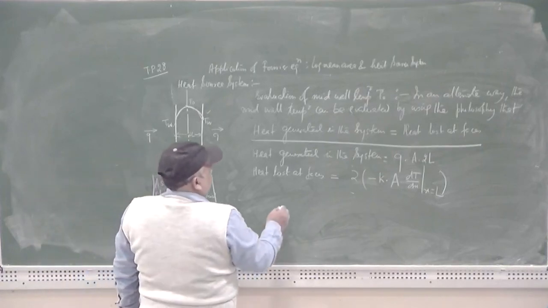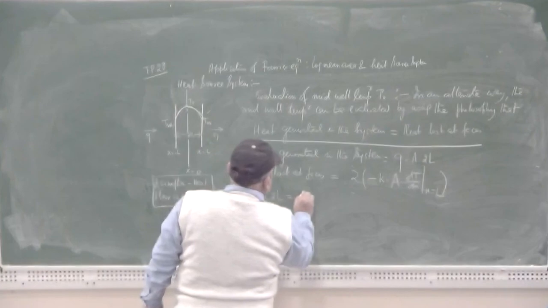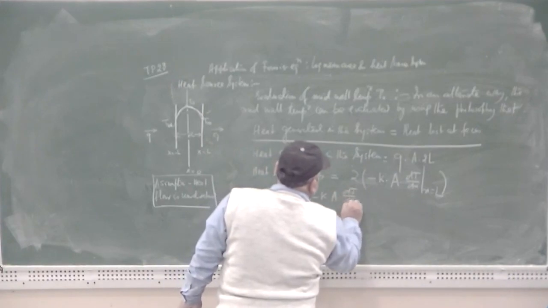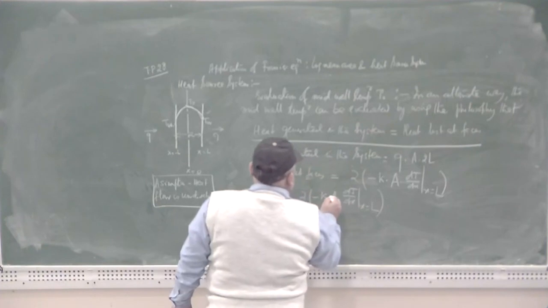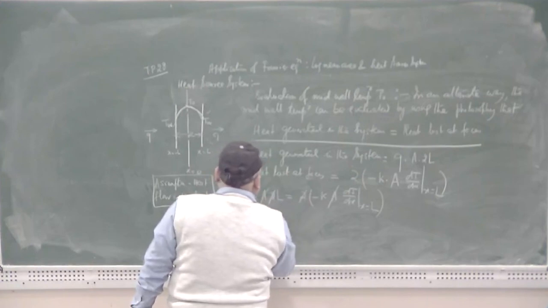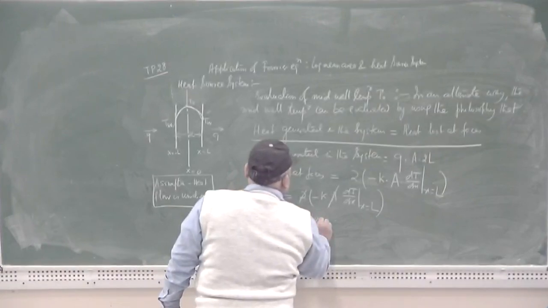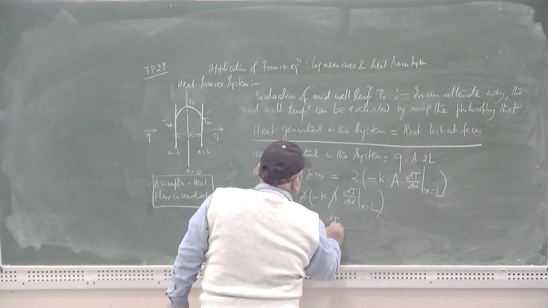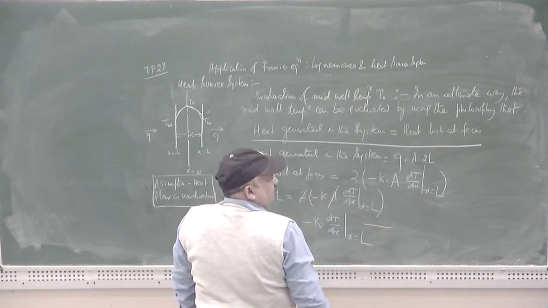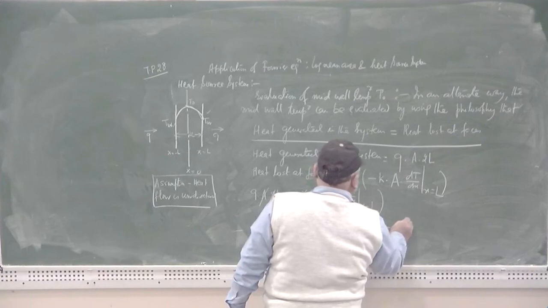So, q into A into 2L should be equated with 2 into minus K into A into dT upon dx at the value x equal to L. This A will get cancelled out, 2 will get cancelled out, implying that q into L should be equal to minus K into dT upon dx at x equal to L. Let it be equation number 5.